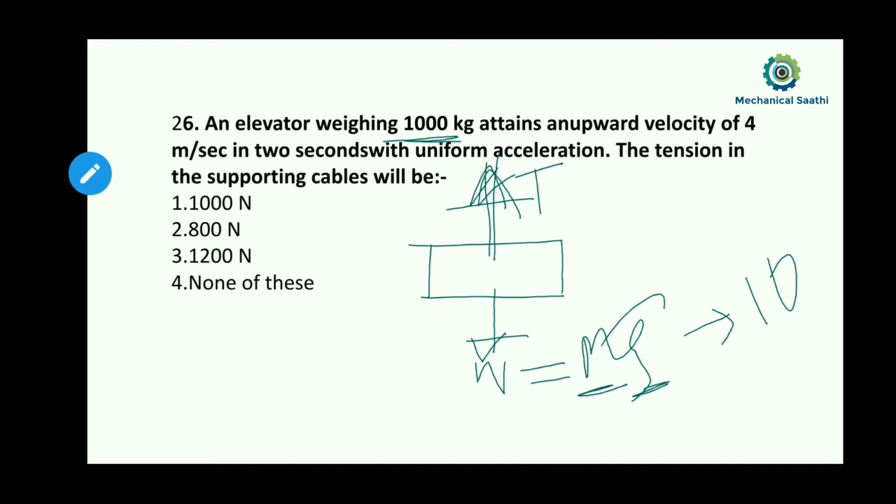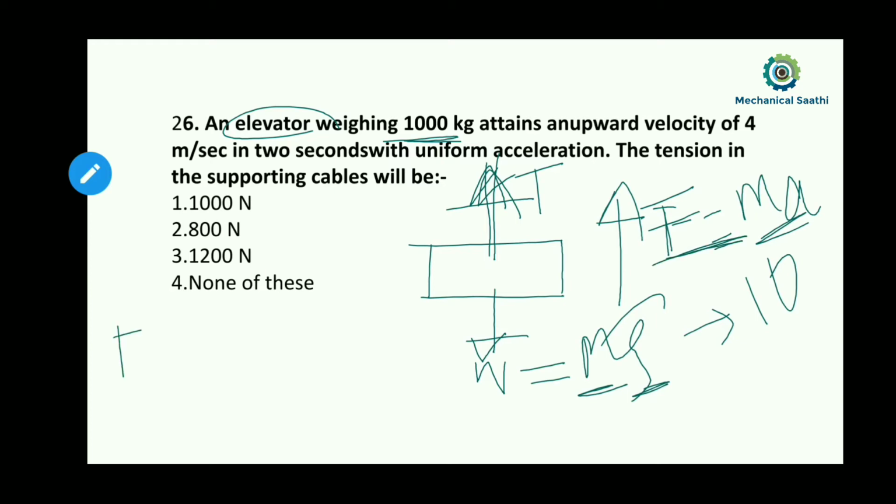As this elevator is moving up, it will experience a force F. This is not an applied force, this is the force due to the motion. We can calculate the value of that force from Newton's second law, that F will be equal to m into a, the rate of change of momentum. So F will be equal to ma. Simply, F will be equal to T minus W.